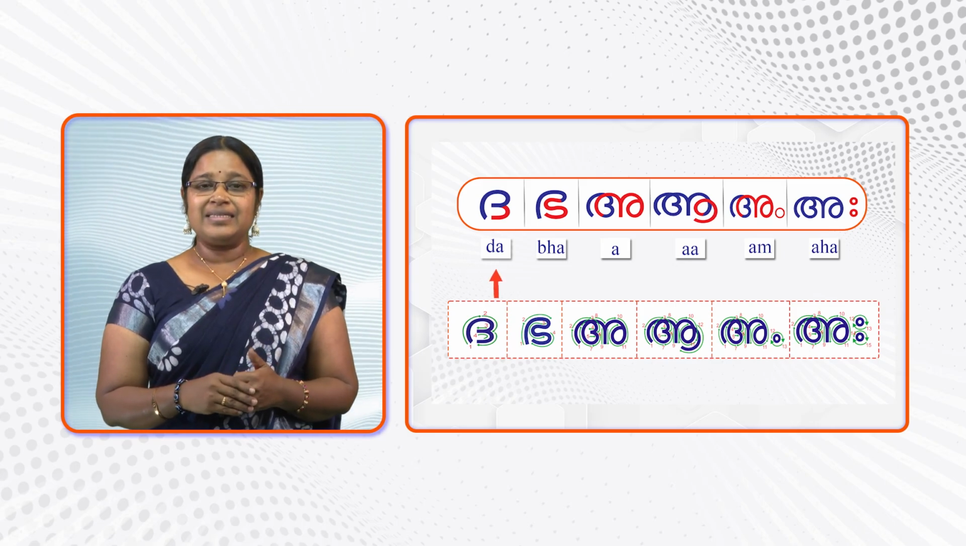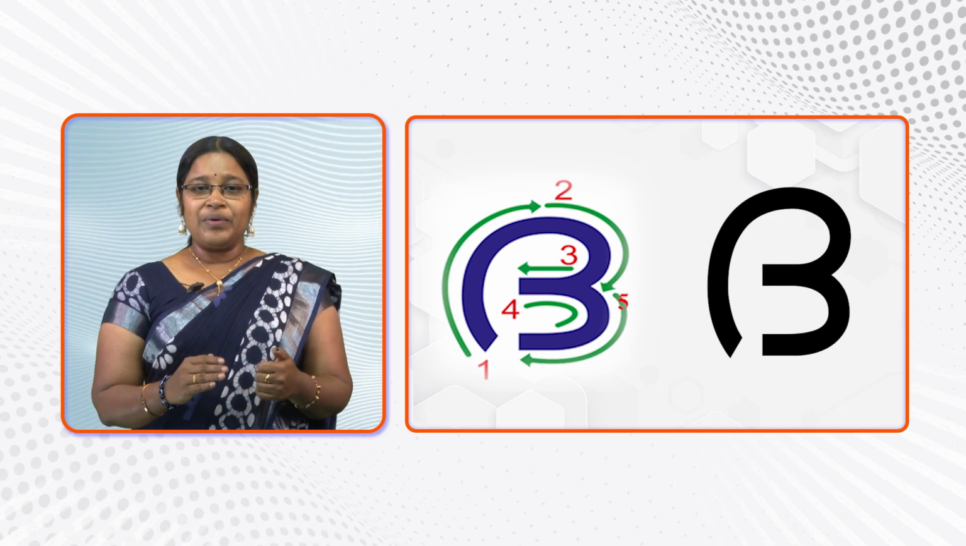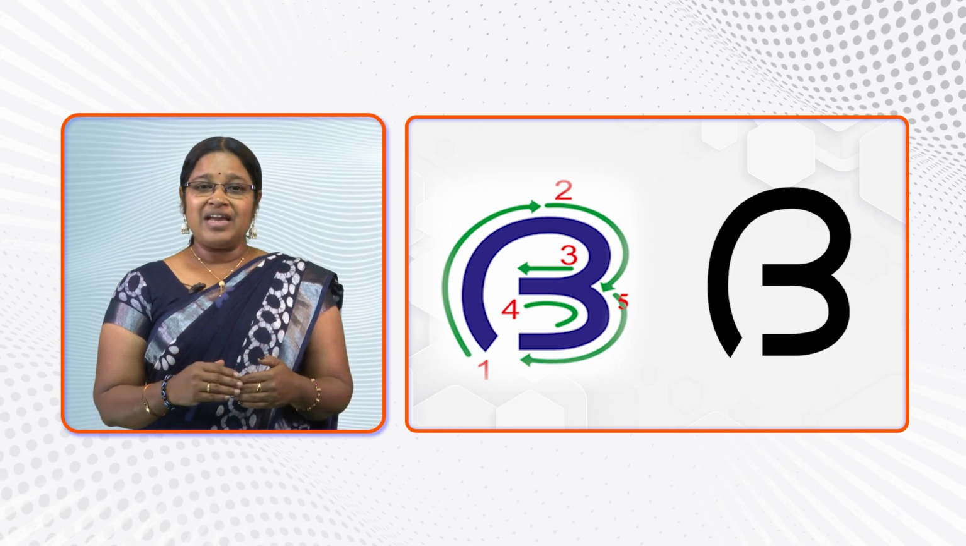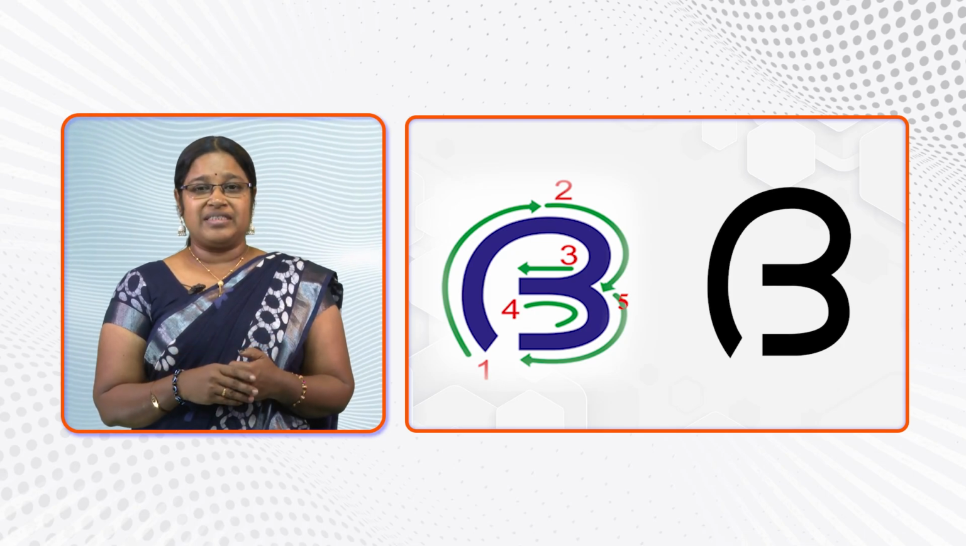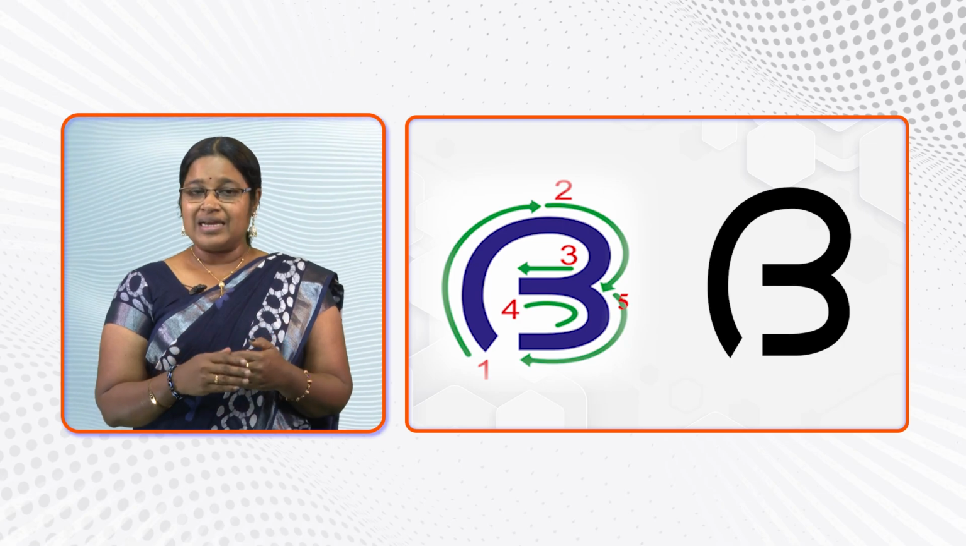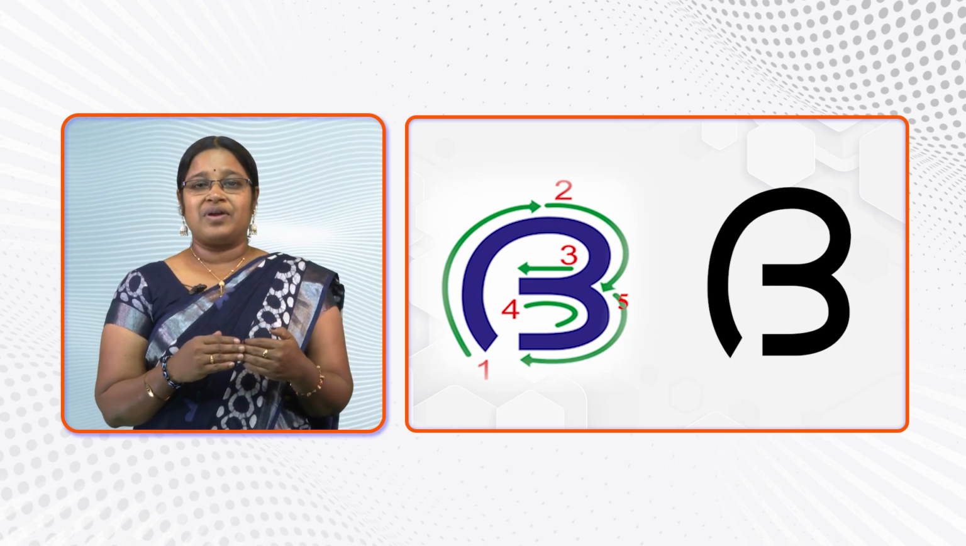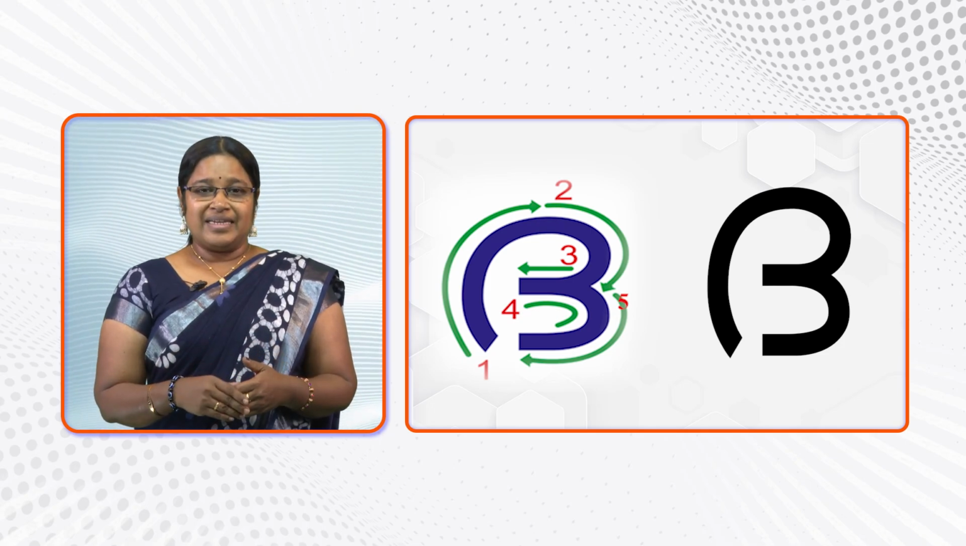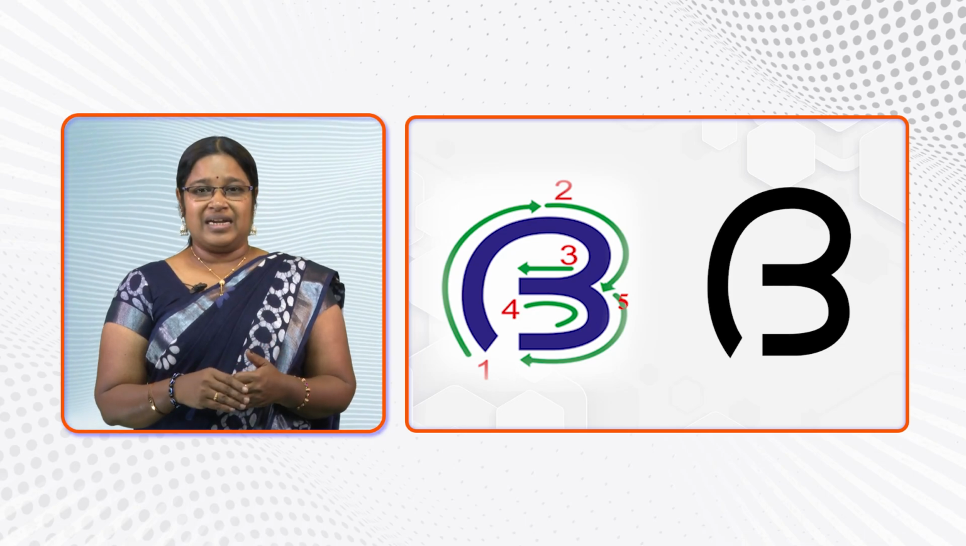This letter is Da. While producing this sound, the tongue tip presses against the back of the upper teeth. When the contact is released, the air escapes from the mouth through a slight explosion. To trace this letter, make a semicircle.